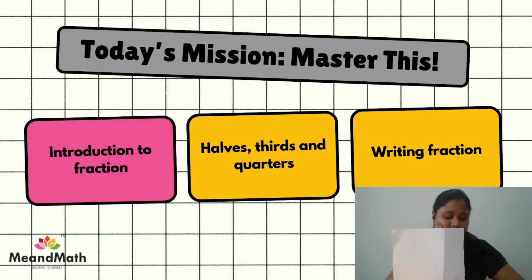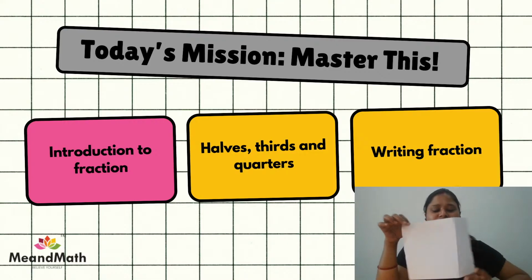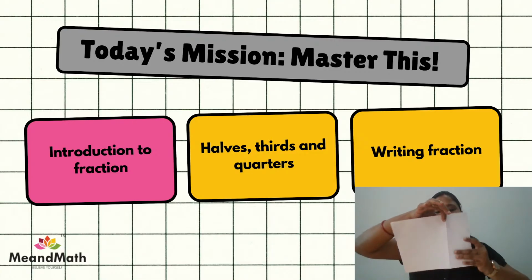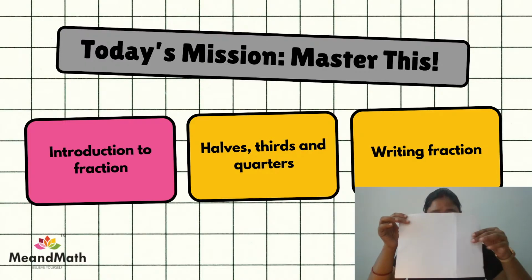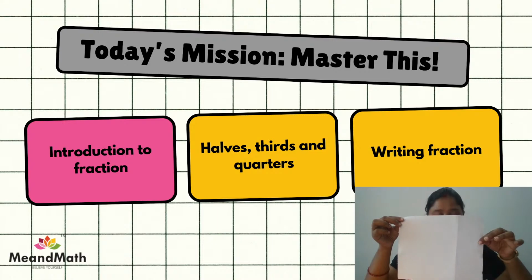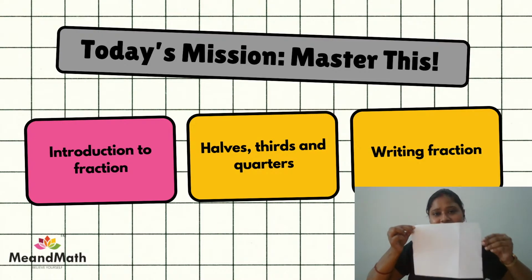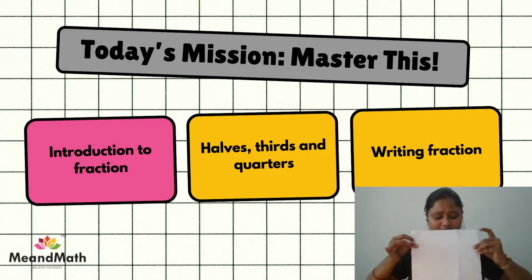How will it become equal? Tell me, whatever you tell me I'll do. Where should I fold this paper so that it can become equal? From the center, or from my left side, or from my right side? Which side? Come on, hurry up.